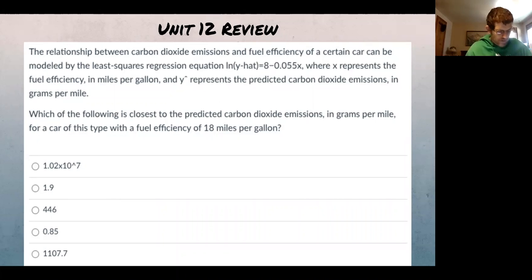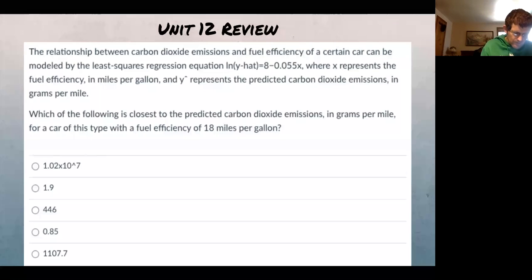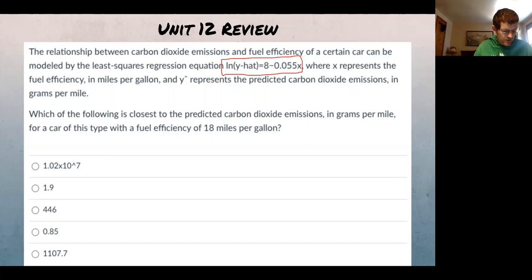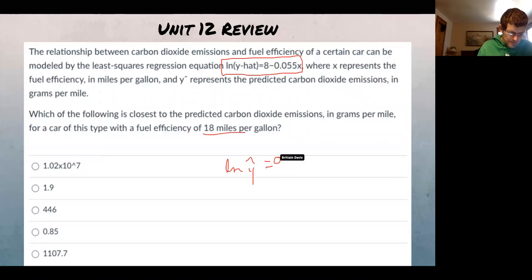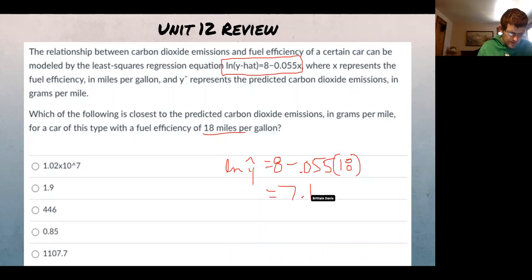So the natural log, this is the re-expressed linear regression line. X is the fuel efficiency, Y hat is the predicted carbon dioxide emissions. And we want to predict the carbon dioxide emissions for 18 miles per gallon. Sorry, mixing my units up. 18 miles per gallon. So this is very straightforward: natural log of Y hat equals 8 minus 0.055 times 18. We can plug this in. I already did this math earlier, so I know it's going to be 7.1 right here.